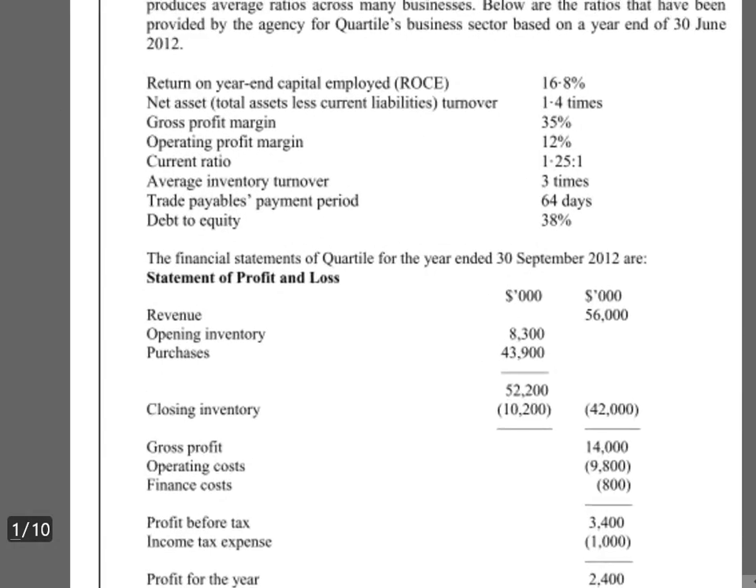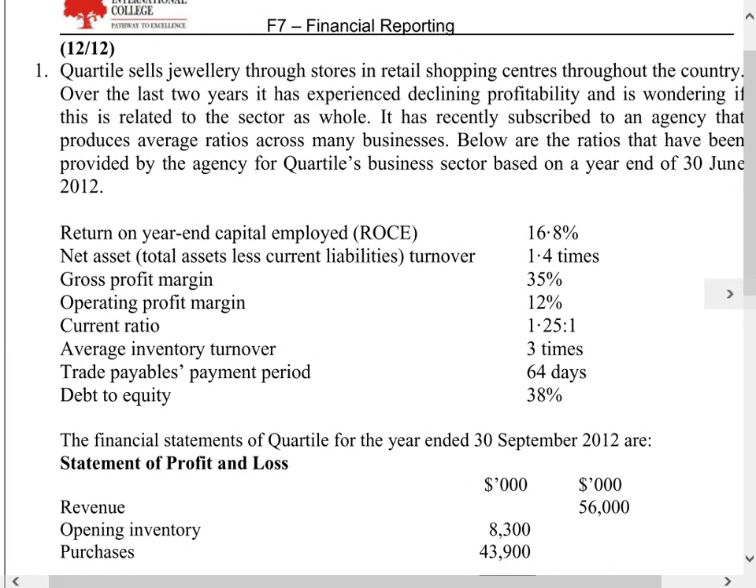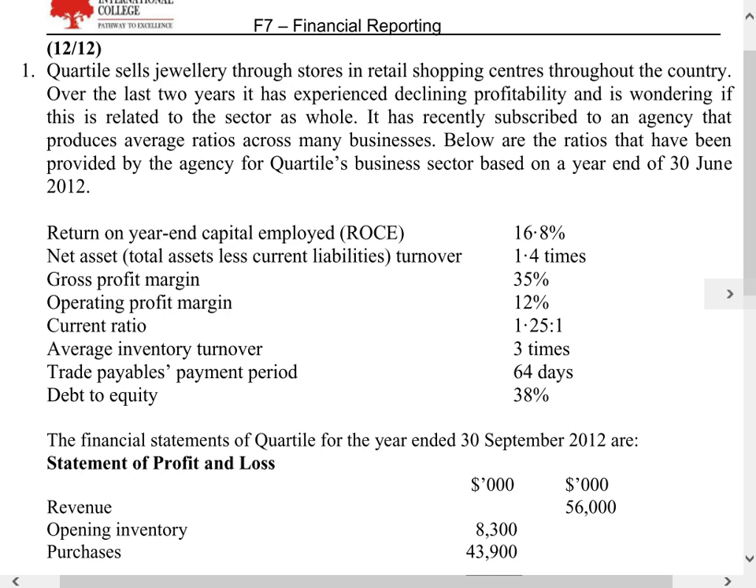So we look at a question. Quartile sells jewelry through stores in retail shopping centers, like Habib Jewel, Poh Kong. They sell jewelry through stores in shopping malls throughout the country. And over the last 2 years, it has experienced declining profitability, a drop in profit, and is wondering if this is related to the sector as a whole or not. The whole sector or just themselves only. And it has recently subscribed to an agency that produces average ratios across all the businesses, and below are the ratios provided by the agency for Quartile's business. So this is the industry average.